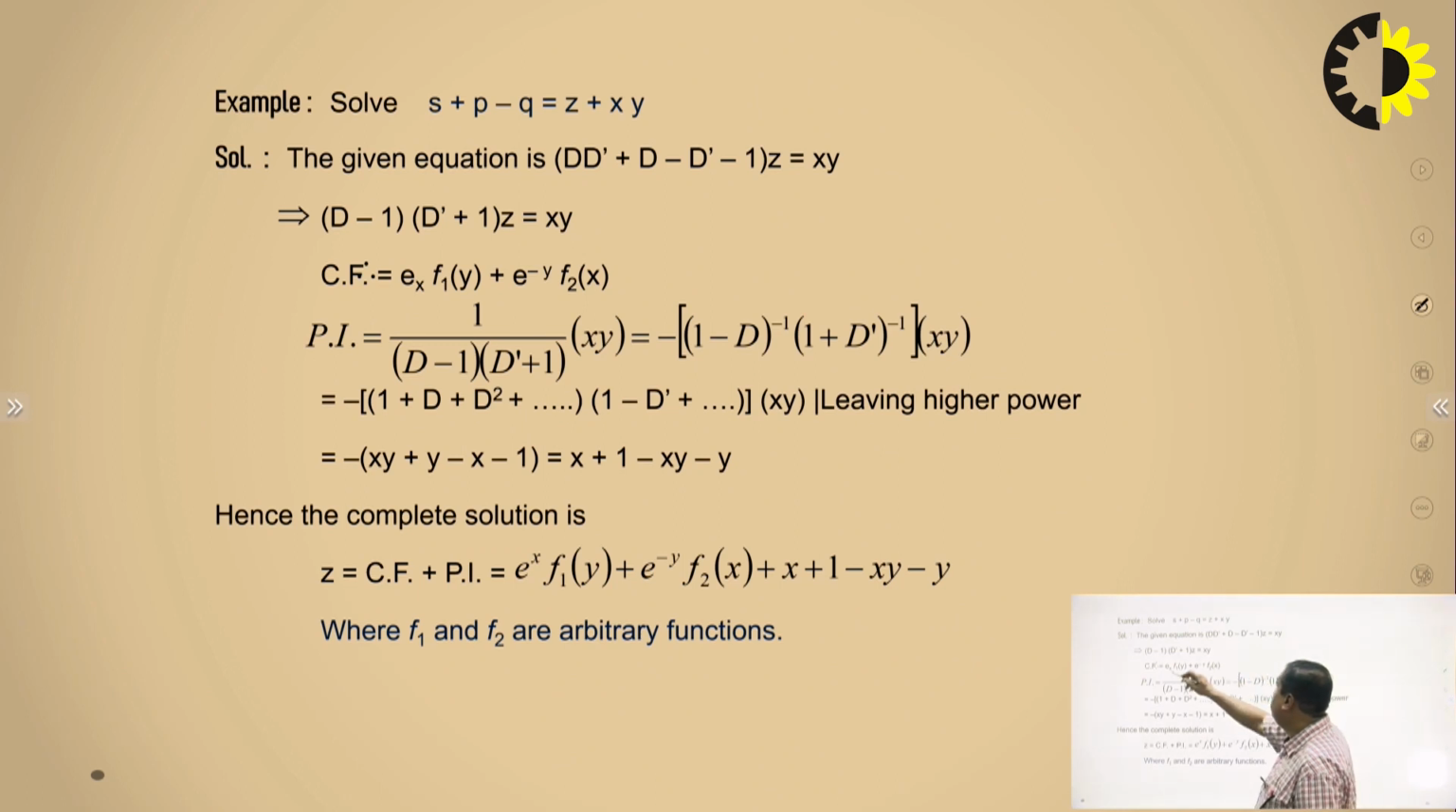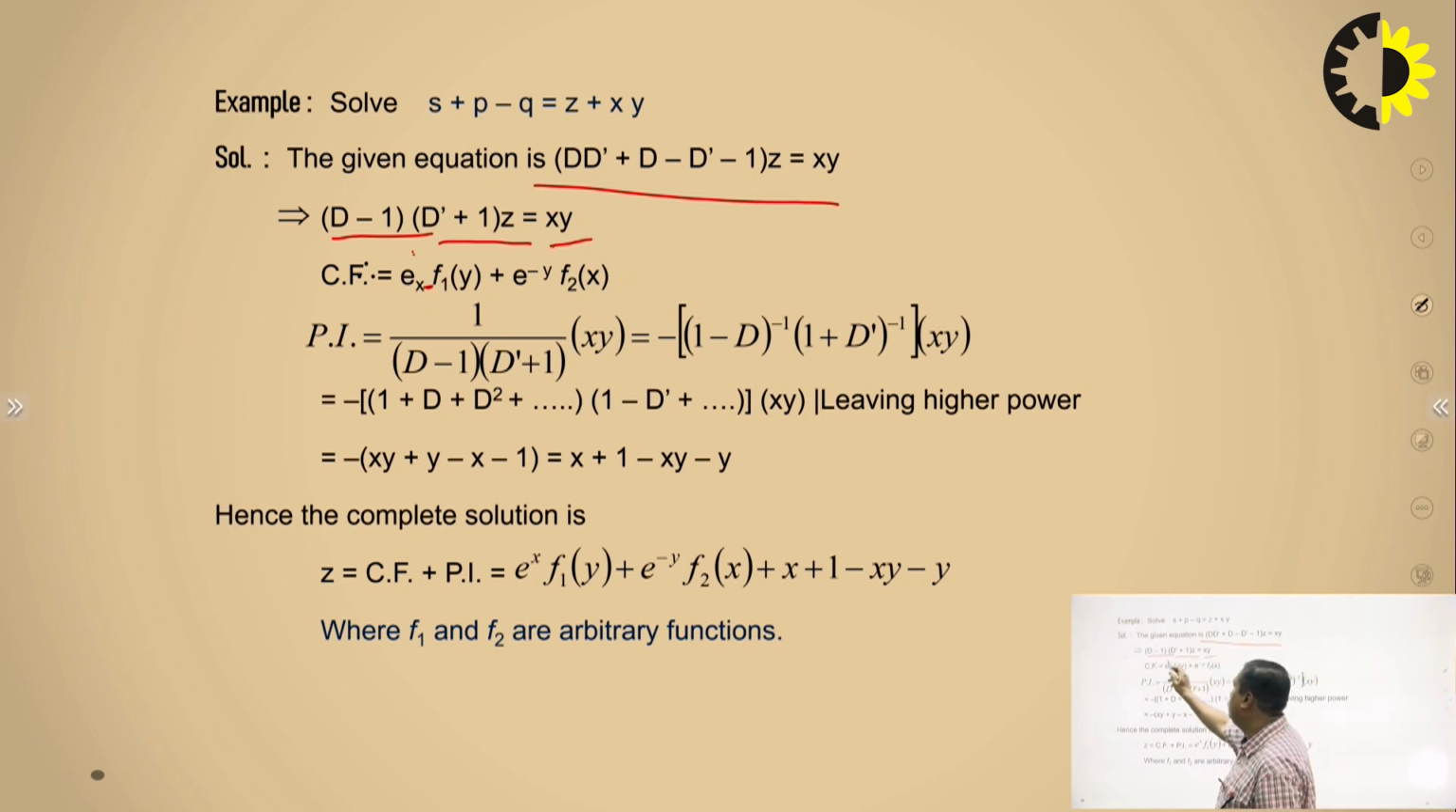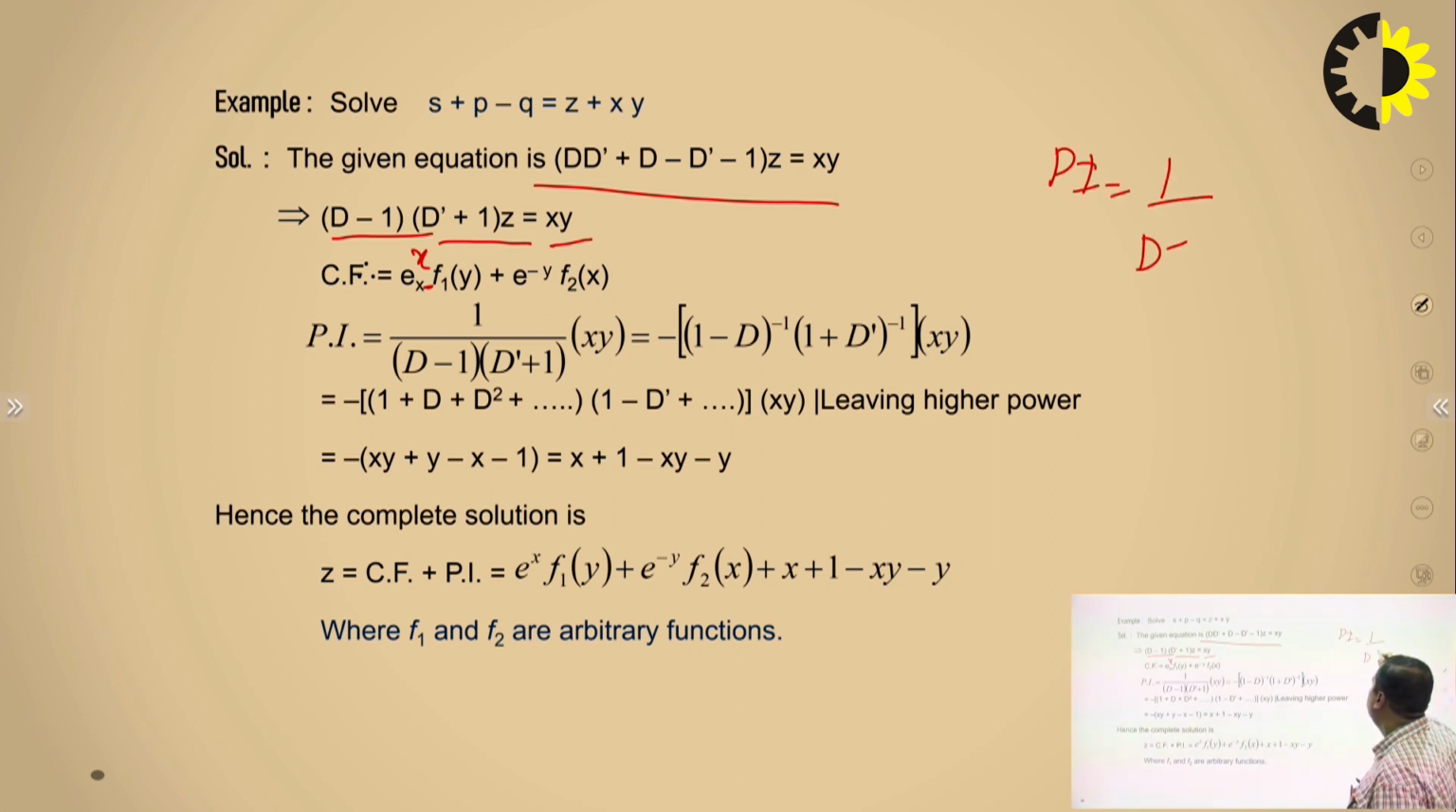Resolve the equation in the form s plus p minus q is equal to z plus xy. We can write the equation in the form (D' plus D minus D' minus 1) z is equal to xy. We can write it in the form (D minus 1)(D' plus 1) z is equal to xy, and the complementary function is e to the power x f1(y) plus e to the power minus y f2(x). Now the particular integral is equal to 1 upon (D minus 1)(D' plus 1) into xy, a polynomial function of x and y.